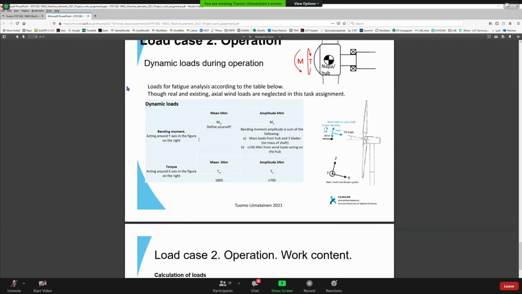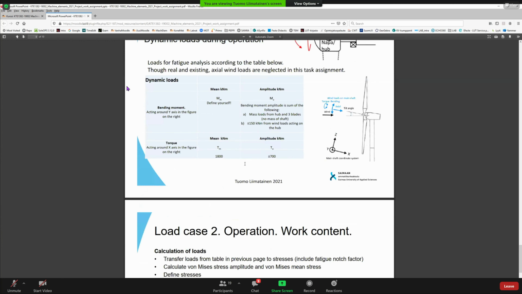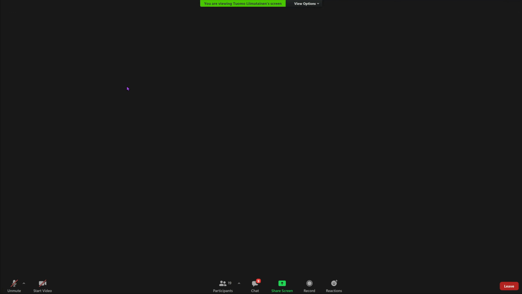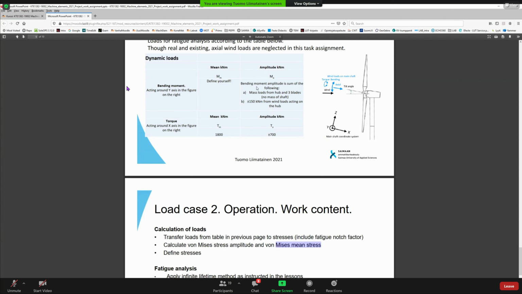And how to do it? Similarly as with the previous lecture calculation, you transfer the loads into the stresses, and you remember to include the fatigue notch factor. And also remember, as we described, you had to calculate the von Mises stress amplitude and von Mises mean stress. Because you have different stresses, you have torque induced stress, direct stress, bending normal stress, etc. You have to combine those using the von Mises.